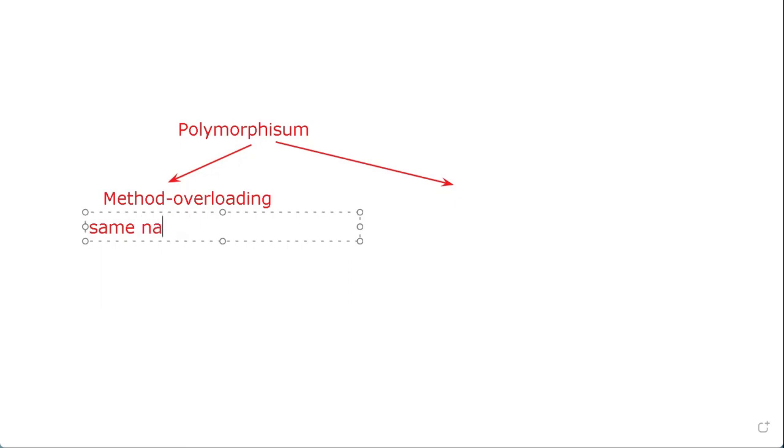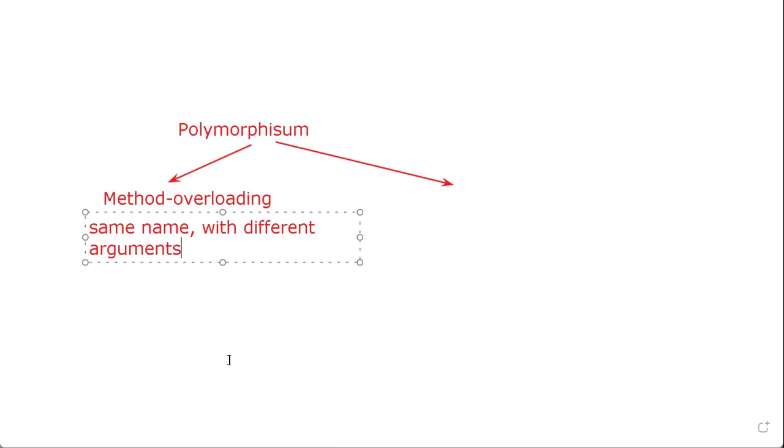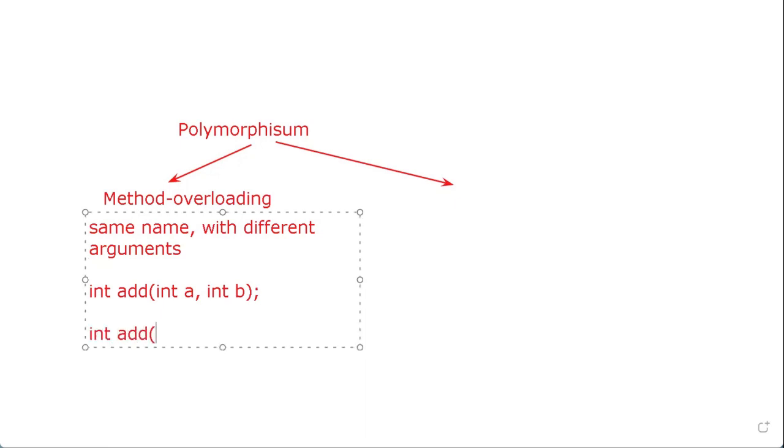Same name of the method with different arguments. Arguments will be maintained. Say, for example, int add(int a, int b). This will be one method, and one more method will be there, add(int a, int b, int c). So what is the difference? The number of arguments is different. Here it is 2 arguments, int a, int b.